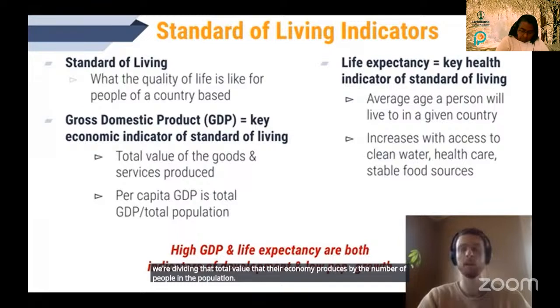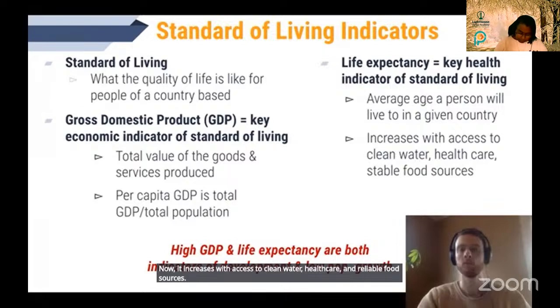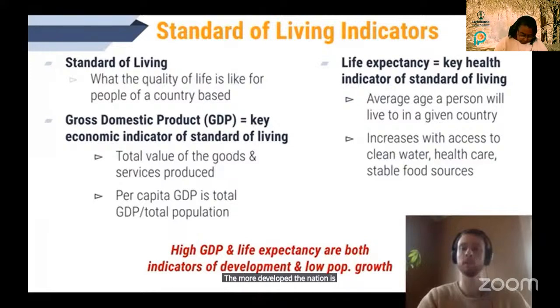Then we have life expectancy, which is the key indicator of the physical health of a population. And it's just the average age a person in a population will live to. Now, it increases with access to clean water, healthcare, and reliable food sources. It's really important to know that as a general rule, the higher per capita GDP is and the higher life expectancy is in a population, the more developed the nation is, and therefore the lower its population growth as a general rule.